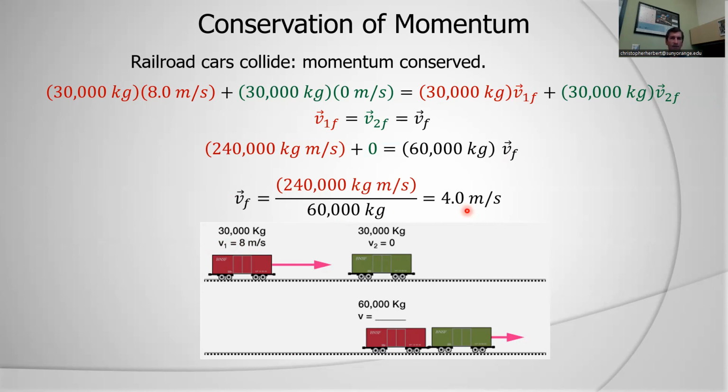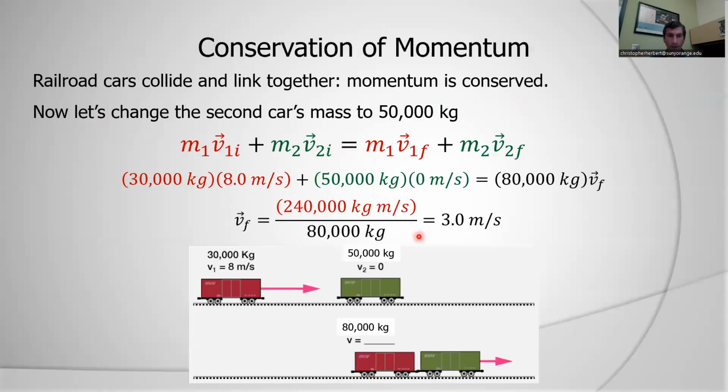Okay, let's try something a little bit different. I'm going to change the mass of the second car, and let's see that I'm going to get a different velocity for my final outcome. I'm going to make this a little more massive. So when I do that, I get the same basic momentum before and momentum after. The only difference here is that my final mass of the green car plus the red car is going to be 80,000. So again, I solved this just the same way I did before, 240,000 kilograms meters per second.